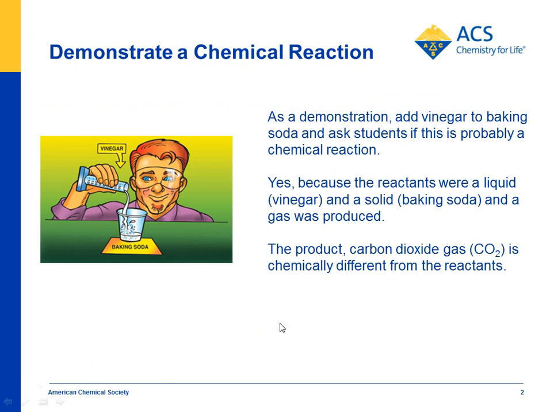So the first thing you do is add vinegar to baking soda and ask students whether this is a chemical reaction. Students will probably say yes because they're used to seeing vinegar and baking soda as a chemical reaction, but you should also press them: how do they know? The idea is that there's something new produced. You added a liquid to a solid and you saw bubbling, a gas was produced. That's evidence that a chemical reaction took place, because something new was produced.